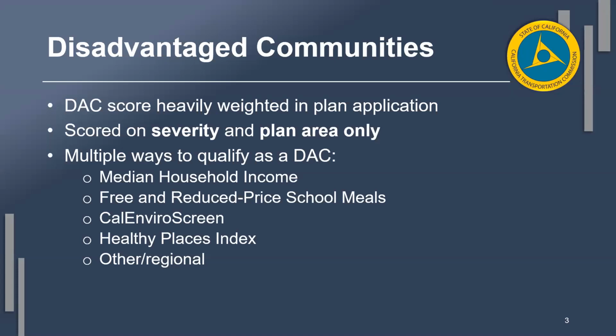So we recognize that not every community is the same. As with the rest of our application types, there are multiple ways to qualify as a disadvantaged community, and we have them listed here. Median household income, free and reduced price school meals, the CalEnviroScreen tool, Healthy Places Index, and there's also an other and regional category to qualify. However, we have to note that you can only receive a maximum of 2 points if you use that other category currently.